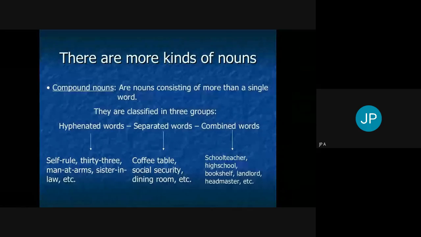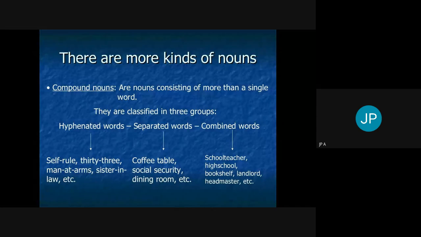They can be hyphenated, separated or combined. Hyphenated words are separated by hyphens. For example, sister-in-law. They are all compound words, but they are hyphenated.